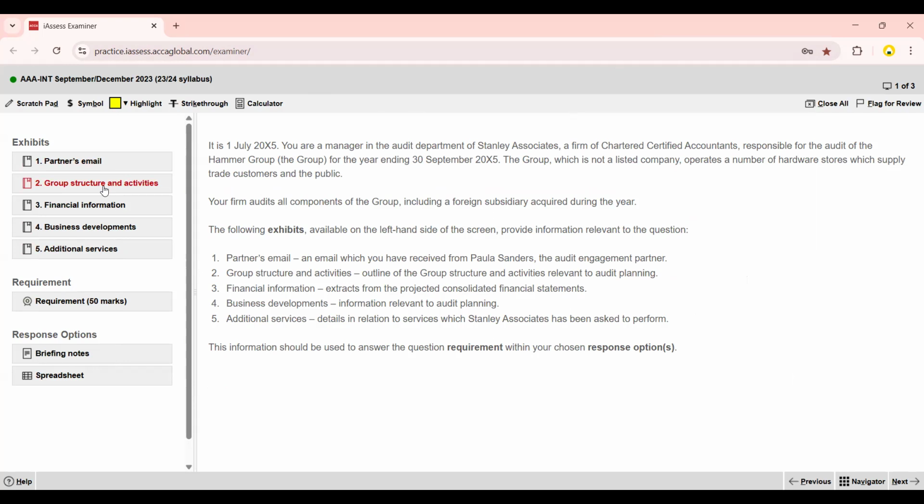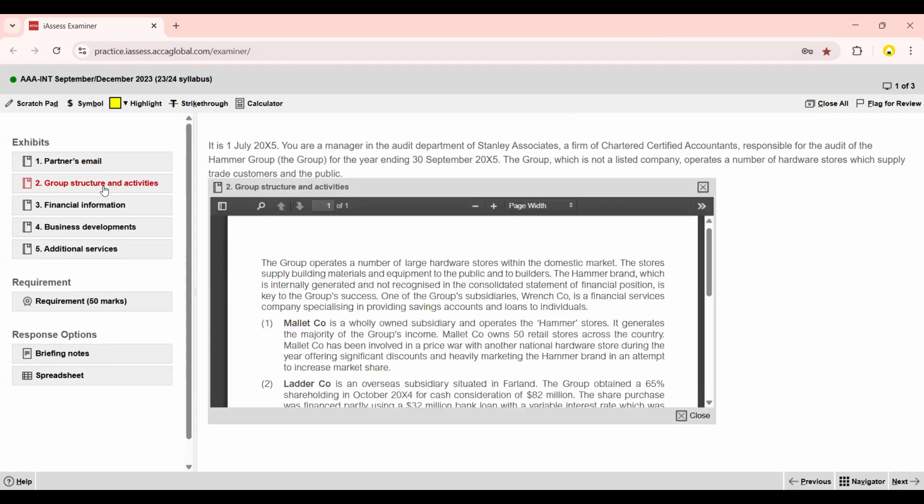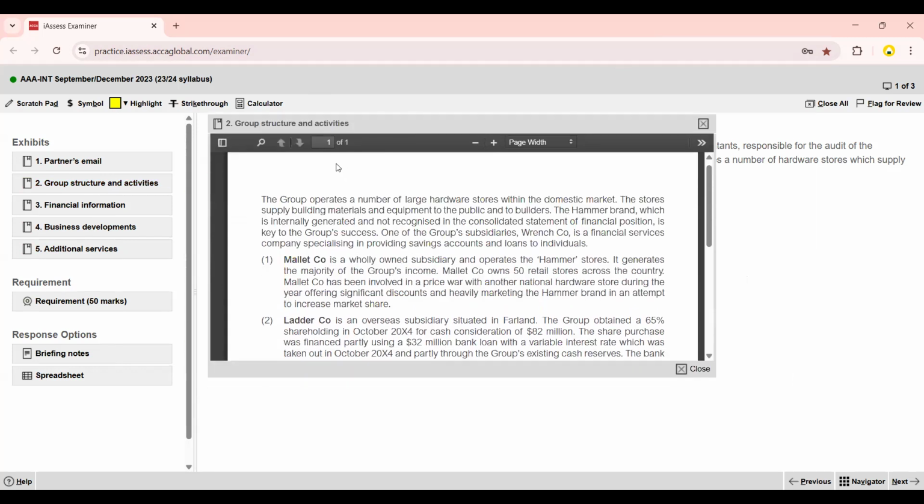Now we are done with the partner's email. Let's read Exhibit number 2 and identify the business risk as well as risk of material misstatement.